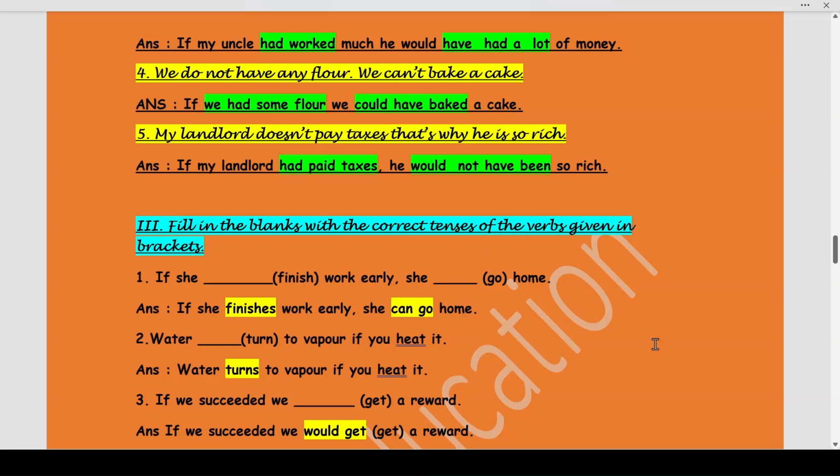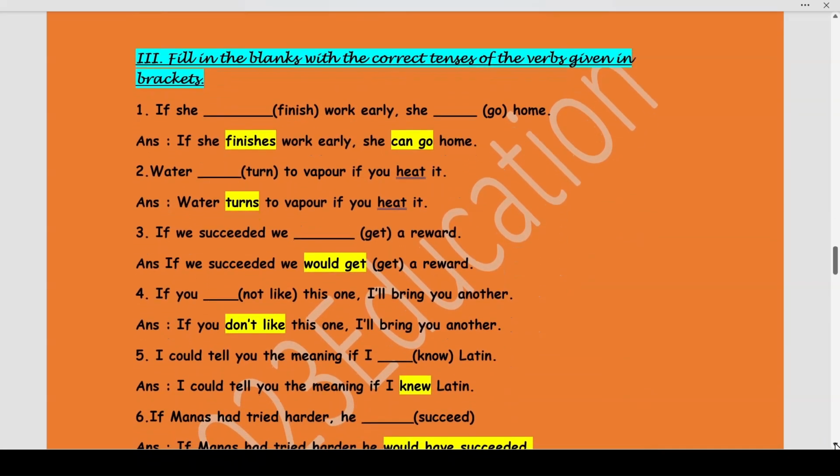Fill in the blanks with the correct tenses of the verbs given in the brackets. There are some verbs given in the brackets. We have to fill in the blanks with the correct tenses of the verbs. Now, if she finish work early, she dash go home. If she finishes work early, she can go home. Now, if she finishes, why? Because she is your singular subject. Singular subject always followed by a singular verb, and finish is the base verb. So what is the singular form of finish? It is finishes. If she finishes work early, she can go home. Can again is the modal verb joined with the base form of the verb go itself.